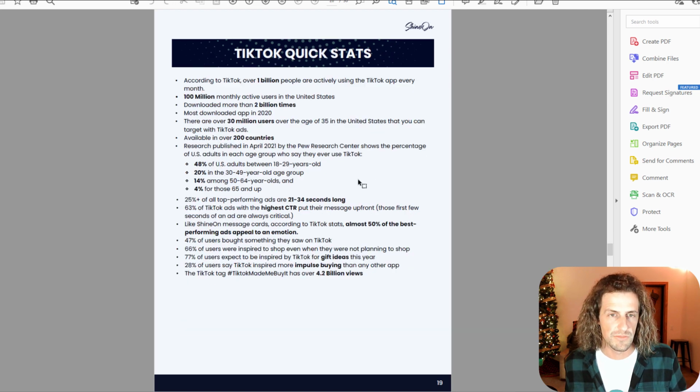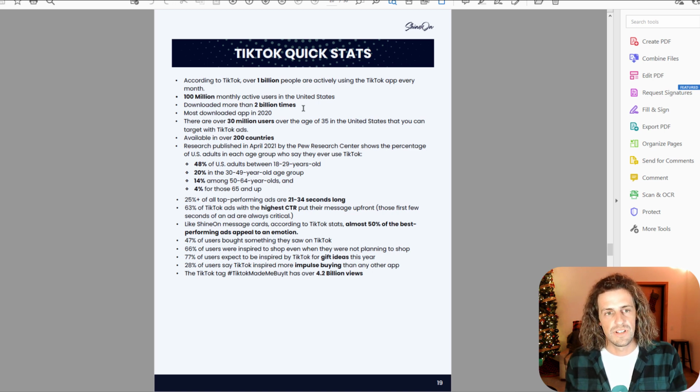So I'll let you read through some of that. But basically, here's some stats that you can look at. I mean, 1 billion people are actively using the TikTok app every month. 100 million monthly active users in the United States. It's downloaded more than 2 billion times. And some of these numbers are from like mid to late 2021, so a lot of these numbers are going to be even higher. But it was the most downloaded app in 2020.